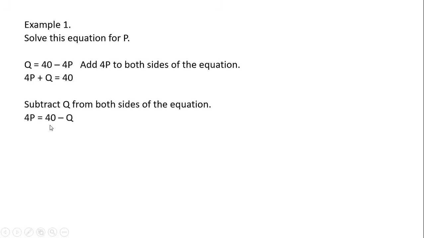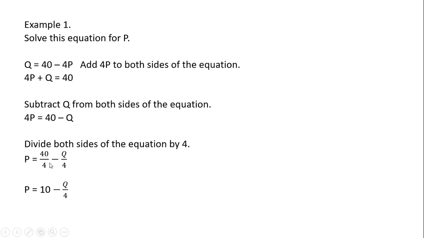So that'll give us 4p equals 40 minus q. The next thing I want to do, I want to isolate the p term. So we're going to get rid of this 4. One way to get rid of this 4 is divide both sides of the equation through by 4. So 40 divided by 4 and this q term divided by 4 leaves us with this result. And if we want to simplify, 40 divided by 4 is just 10.